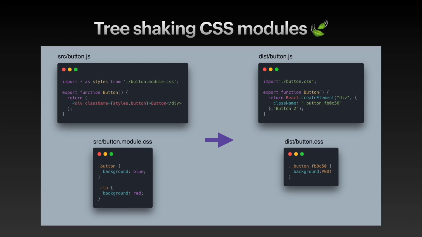Another unique feature is that Parcel can also tree shake across different languages, such as CSS modules, thanks to its language agnostic core. Since you import individual classes from CSS into your JavaScript, Parcel can track which ones are used and automatically remove classes that aren't used anywhere in your app. So here you can see we're using the button class, but the CTA class is unused, so it's been removed from the output CSS file.